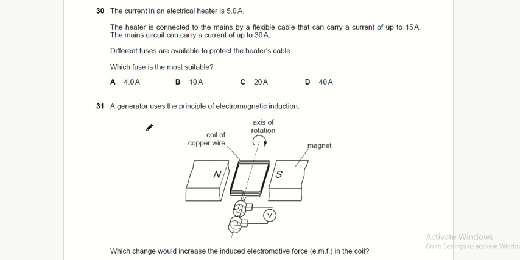So we wanted to protect the heater, so the fuse is chosen based on the value of current that passes through the heater. We cannot choose 4 because it will break the circuit before the wanted current reaches the value wanted here. 20 will be too much and also 40, so it is only 10.